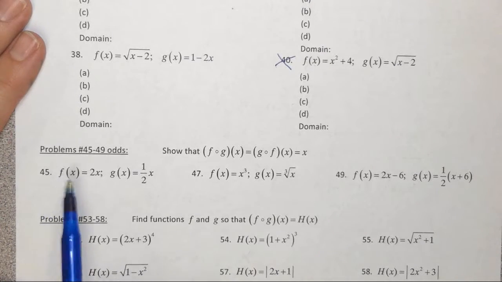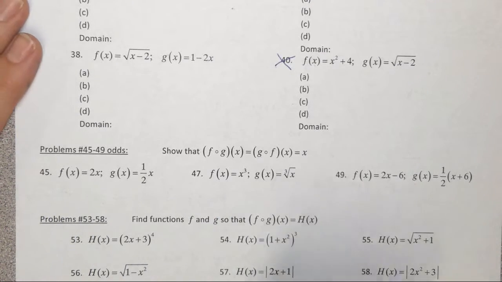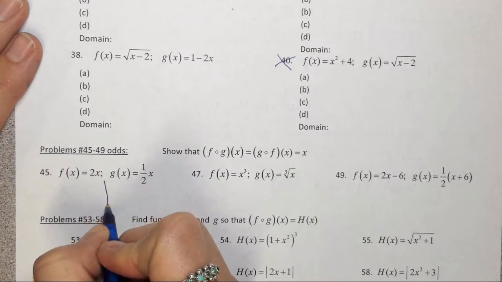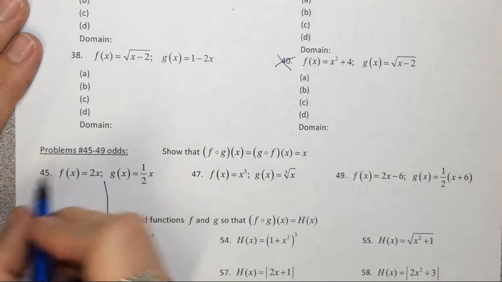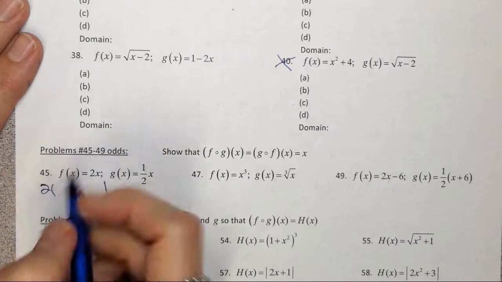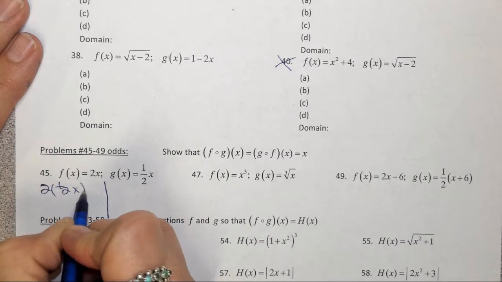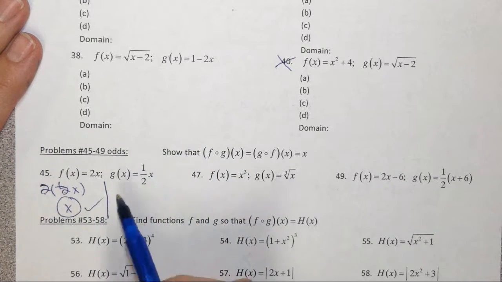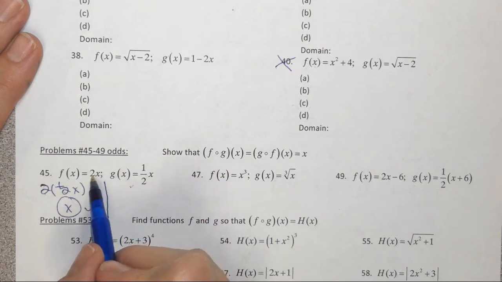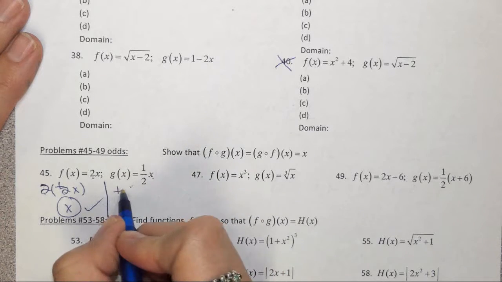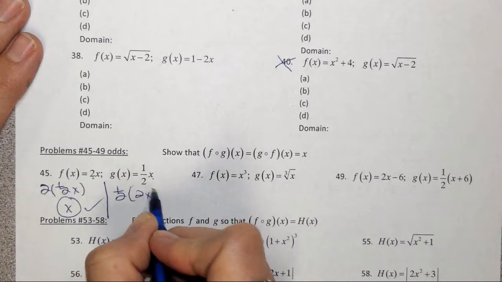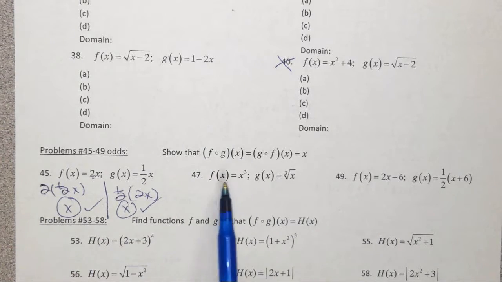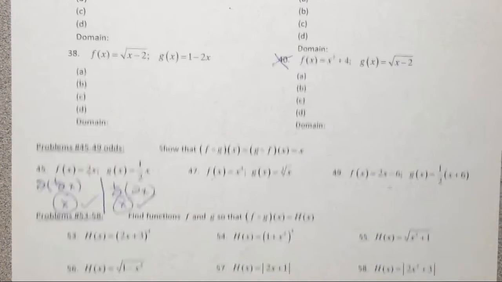Okay, so let's make sure you understand how to do 45, 47, and 49. This is where we do F composite G and G composite F. So we go both ways. So for the first one, I'm going to plug the G into the F. 2 times 1/2 is x. Check. For the second one, I'm going to plug the 2x into the G. So I'm going to have 1/2 parentheses 2x. 1/2 times 2 is x. Check. You're going to do the same thing on 47 and 49.